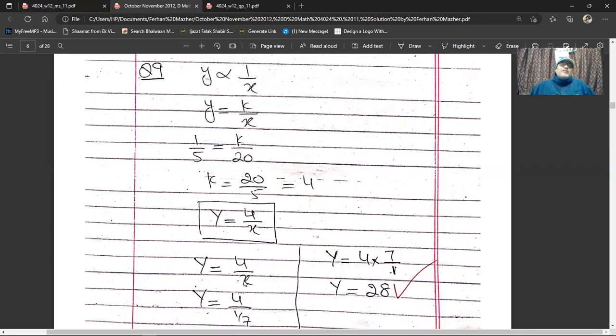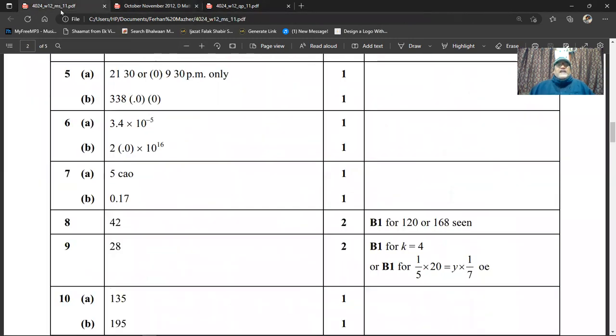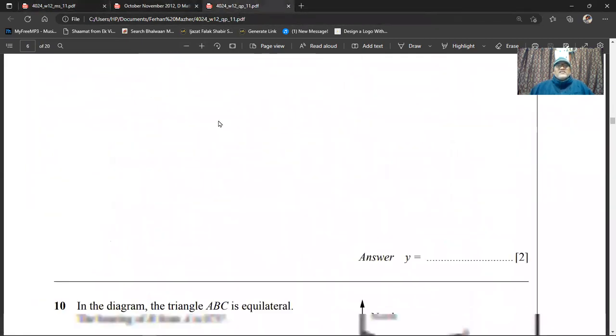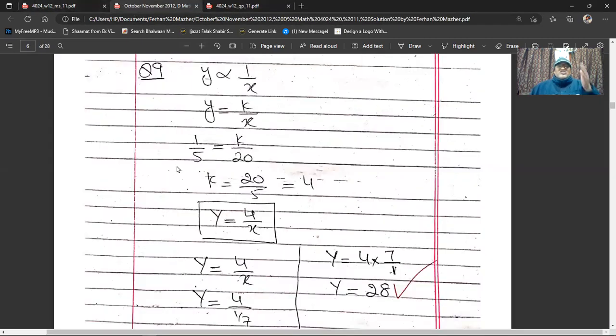So y is equal to 4 by x. In the place of x, I will put 1 by 7. When this fraction is written upstairs, it will be reciprocated, so this will become 7 by 1. So 4 sevens are 28, divided by 1, that's 28. So the value of y is 28. You can see the answer is right. Hopefully you understand. This is the solution of question number 9.